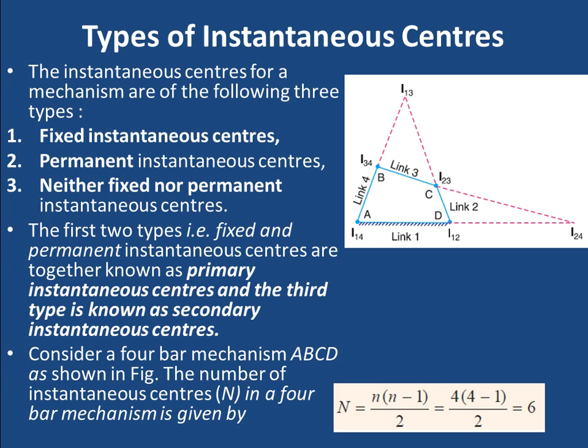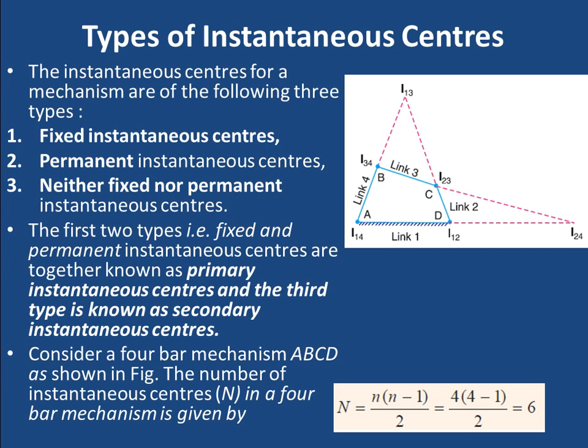So let us see what are the things. The first two types, that is fixed and permanent instantaneous centers, are together also known as primary instantaneous centers, and the third type is known as the secondary instantaneous center.